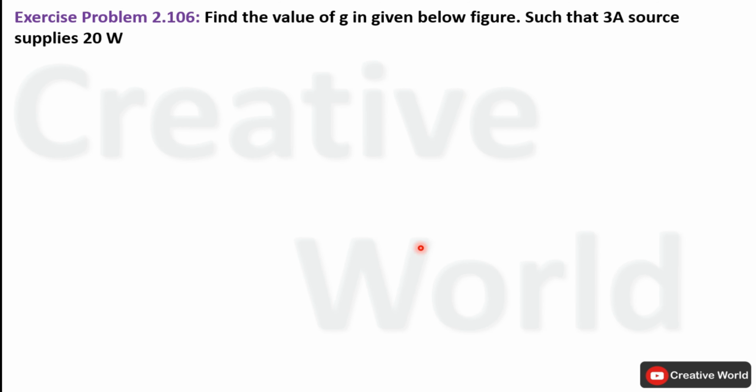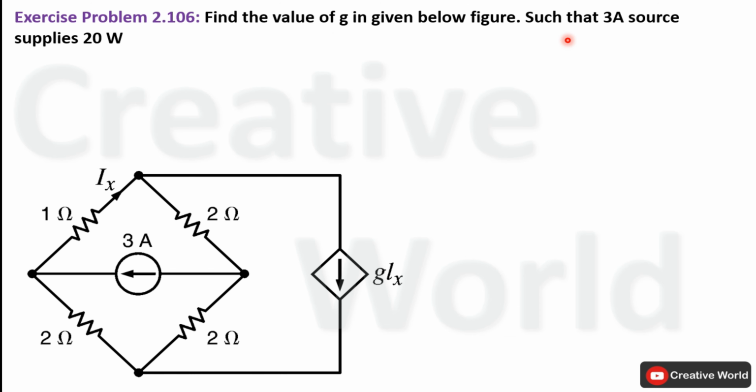Exercise problem number 2.106. Find the value of G in given below figure, such that 3 ampere current source supplies power of 20 watt. This is the circuit diagram of given problem. Inside this network, we have to find the value of G. While one information is given, power supplied through this constant current source is 20 watt.